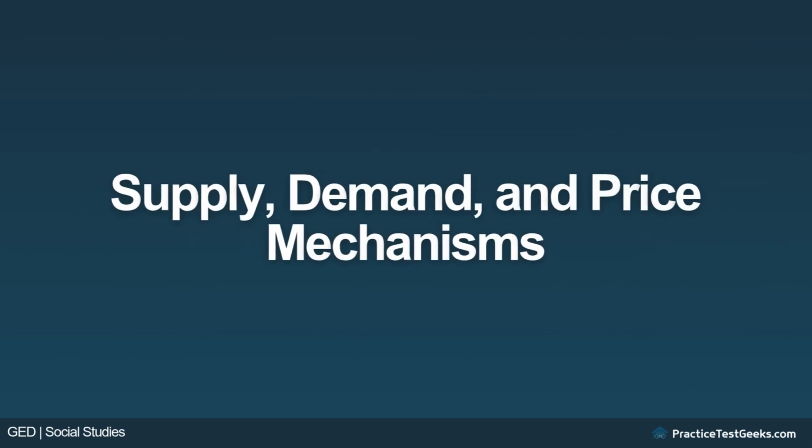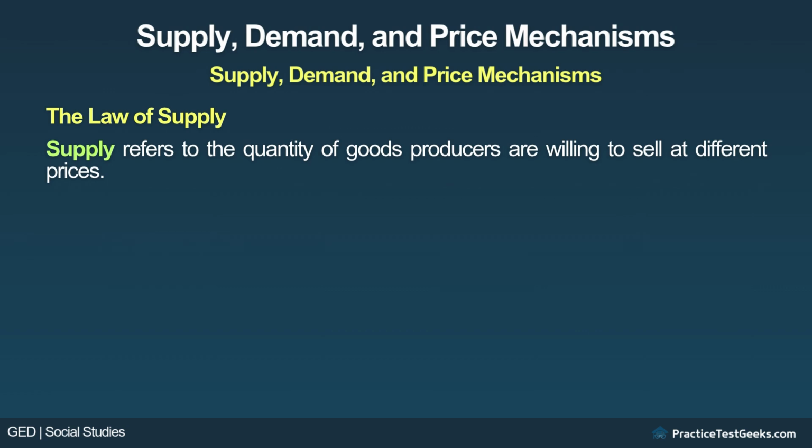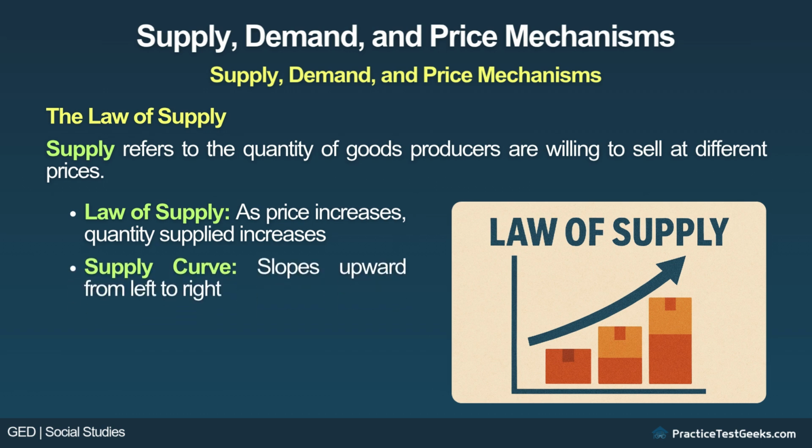To understand how prices are set in the economy, you need to grasp the basic forces of supply and demand. The law of supply. Supply refers to how much of a product producers are willing and able to sell at various prices. Law of supply. As prices go up, the quantity supplied goes up. Supply curve. Slopes upward from left to right.